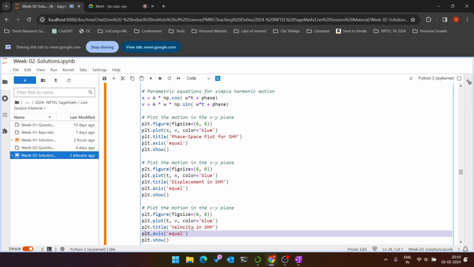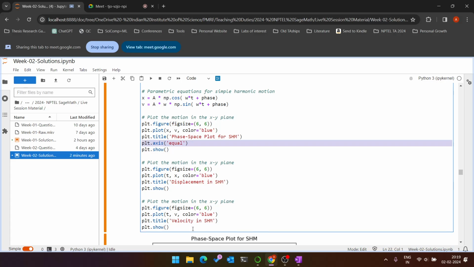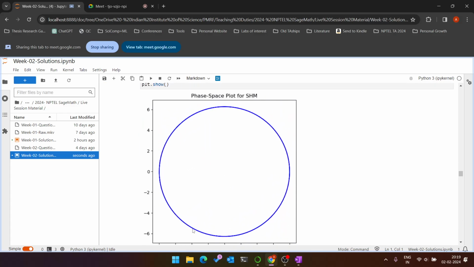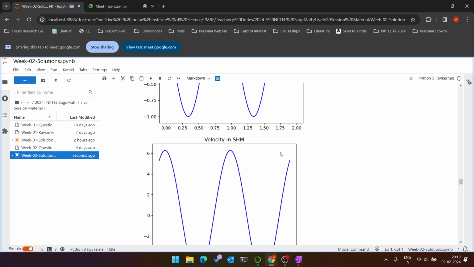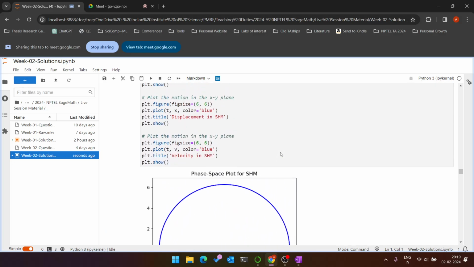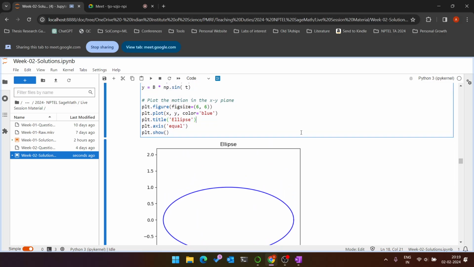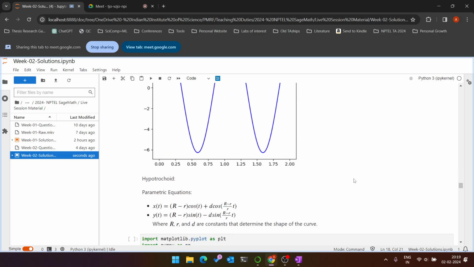I can do away with this equal axis for the SHM example. Right, so again my velocity is also a periodic function. Okay, so this is a practical example of where we use parametric plots. This is in the case of simple harmonic motion. There are other interesting parametric plots.